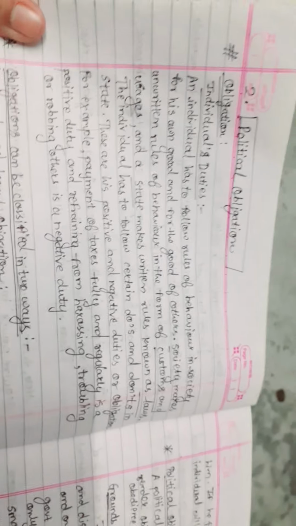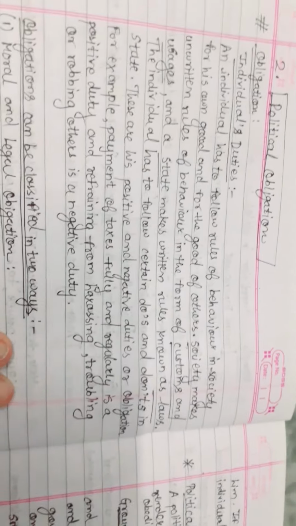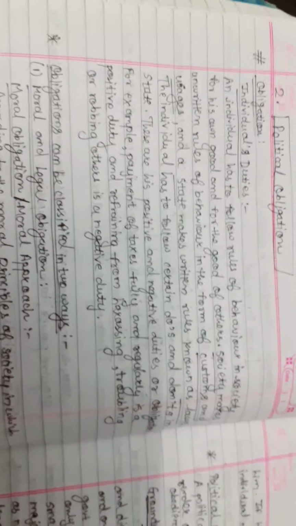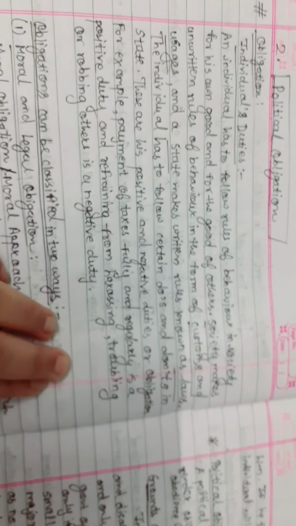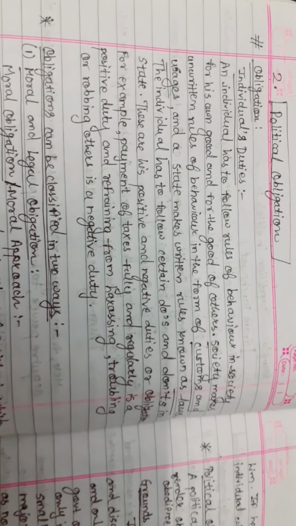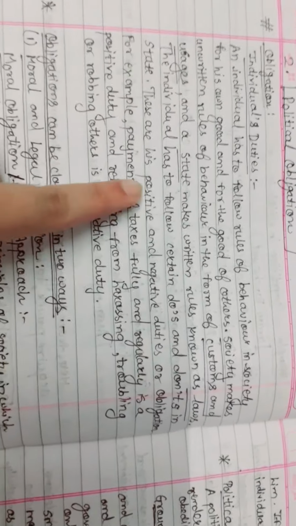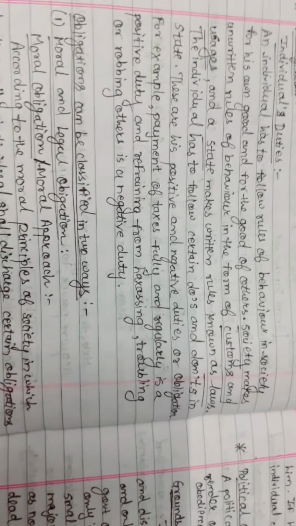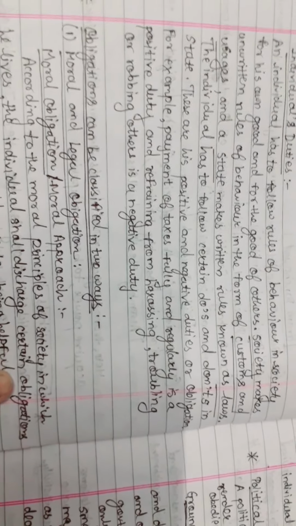Now our second lesson is political obligation. In obligation, first we are going to see the individual's duties. An individual has to follow the rules of behavior in society for his own good and for the good of others. Society makes unwritten rules of behavior in the form of customs and usage, and a state makes written rules known as laws. The individual has to follow certain do's and don'ts in the state. These are his positive and negative duties or obligations.